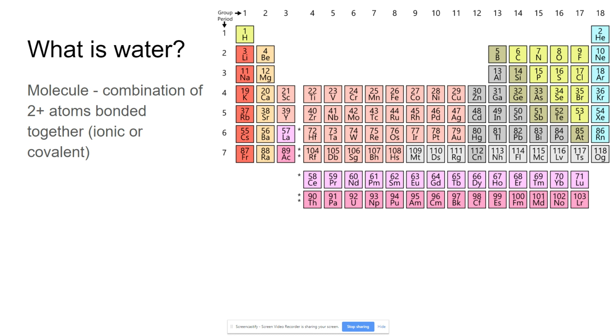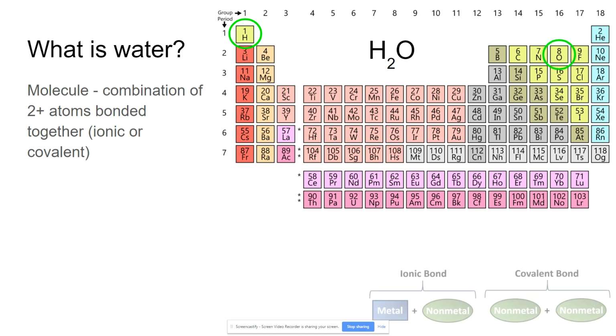Water is a molecule, and for those of you that remember any chemistry, you'll know that a molecule is any combination of two or more atoms that have been bound together, and that can be in an ionic or a covalent bond. And so you all know and are familiar with the molecular formula of water, which is H2O. And that tells us that water is a combination of the atoms hydrogen and oxygen. And now you may be thinking, well, how exactly do these two elements combine? Do they combine in a covalent bond or do they combine in an ionic bond?